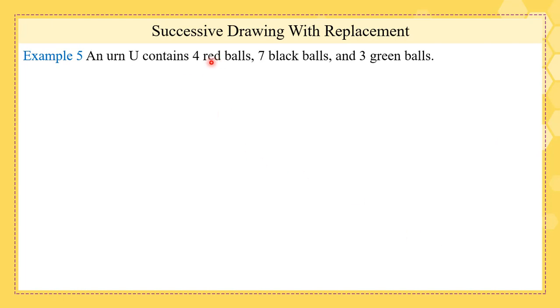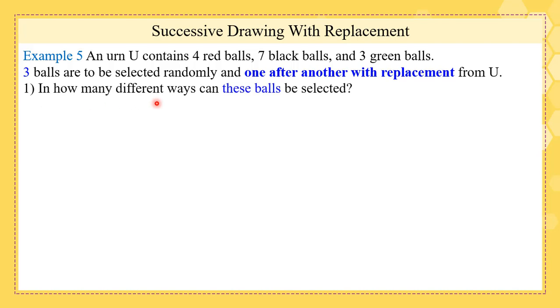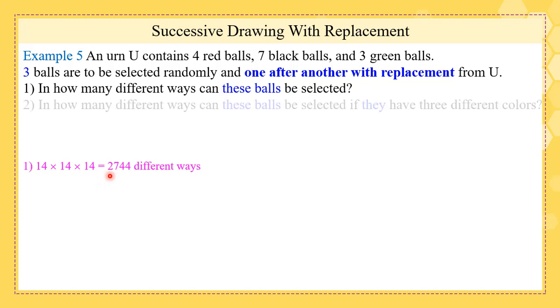Now an urn U contains 4 red balls, 7 black balls, and 3 green balls. 3 balls are to be selected, one after another with the replacement from U. So successively with the replacement. So in fact we have 14 balls and we need to choose the 3 balls out of them successively with the replacement. In how many different ways can these balls be selected? It will be 14 times 14 times 14, or 14 cubed, which is 2744 different ways.